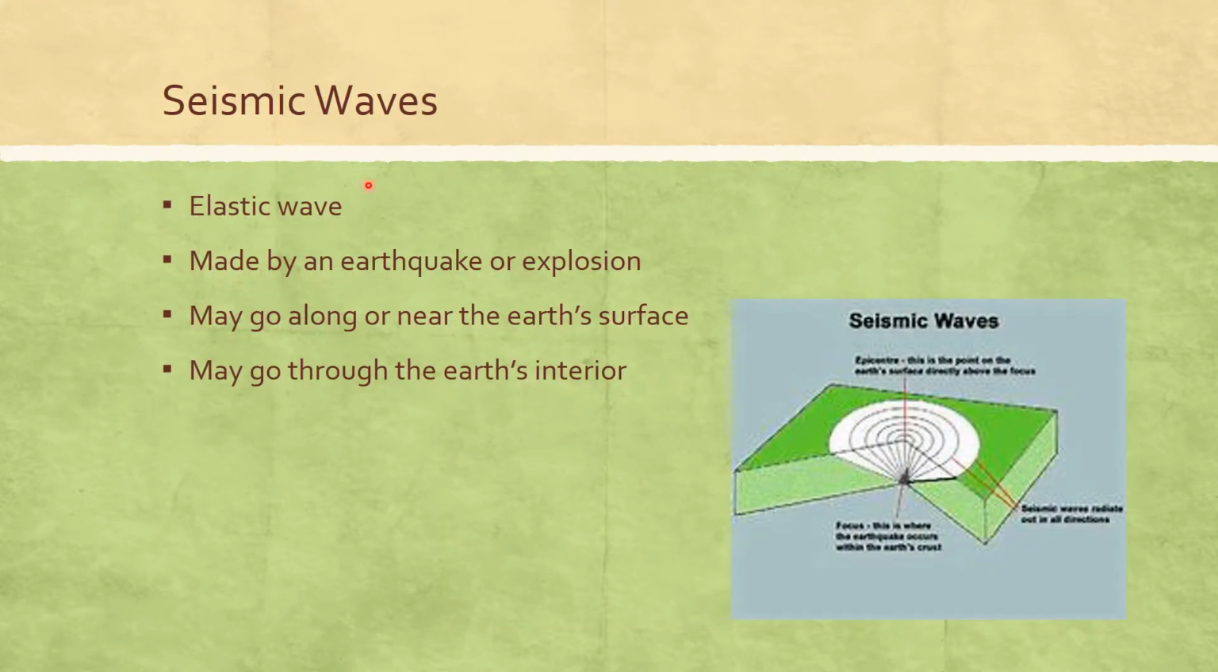Seismic waves are elastic waves. They're made by an earthquake or an explosion, and they go along the Earth's surface, and they may go through the Earth's interior. So these are the waves that happen during an earthquake or an explosion. That trembling that you feel, those are the waves going through the Earth's surface or through the interior.